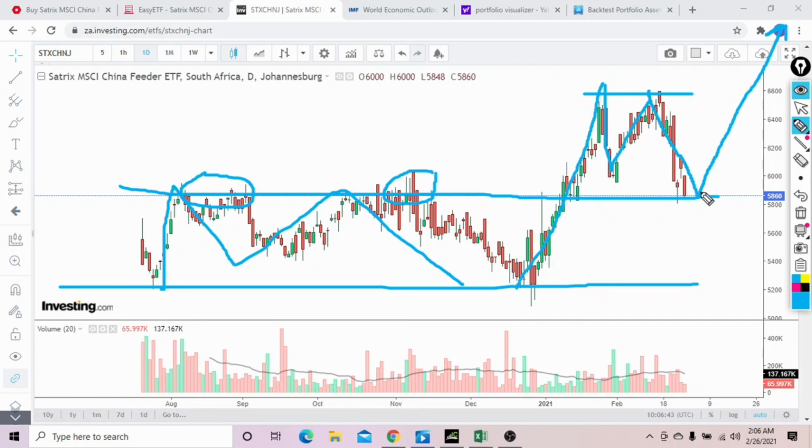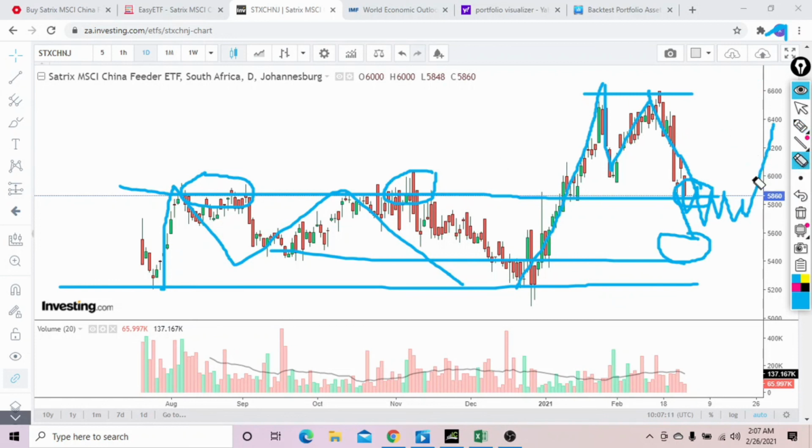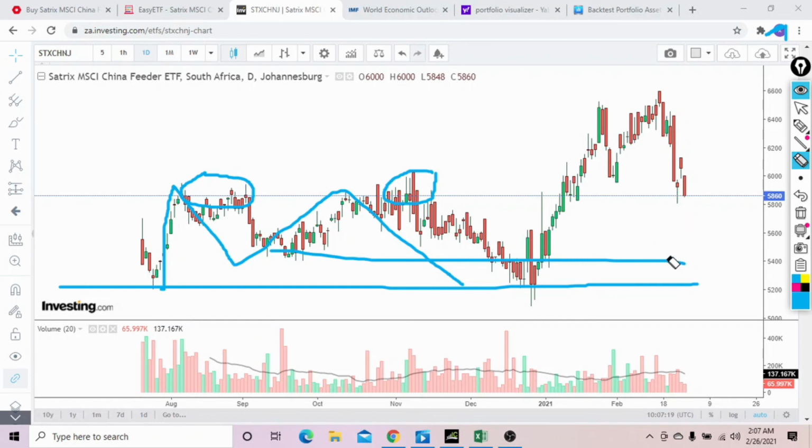So this zone is where I am buying shares, adding shares on this ETF. And if it dips further all the way down to this level here, that will provide me an opportunity to buy again. That will be a great opportunity to add more shares, but I'm not expecting it to actually go below that level. I'm just expecting it to consolidate here and play around here and then go all the way upward. So this is a technical analysis, reading the price action on this MSCI Chinese index, which is an ETF that tracks the Chinese index.